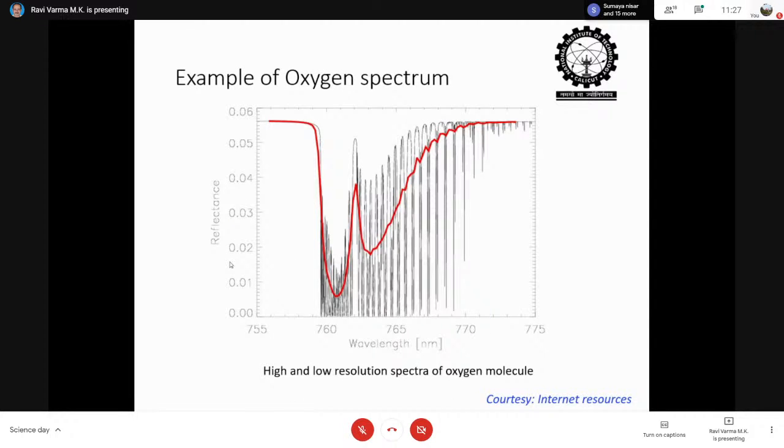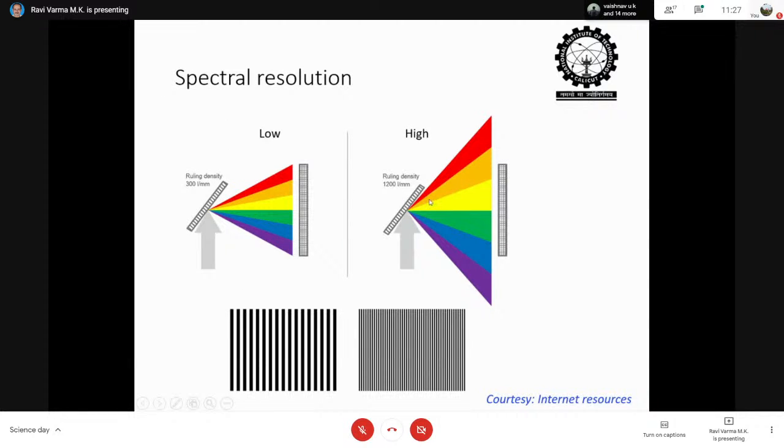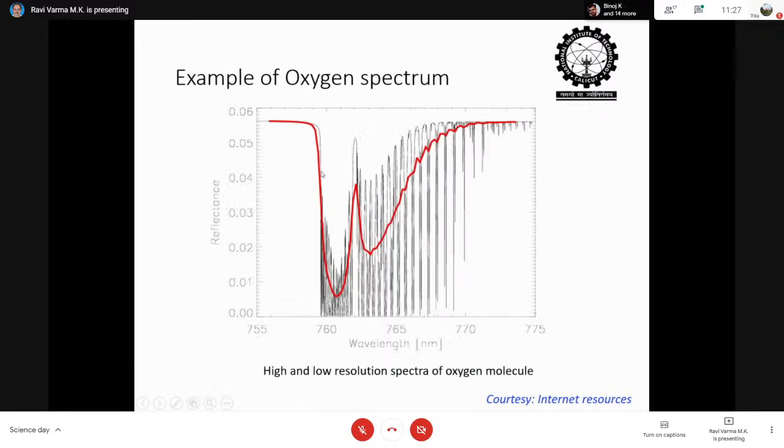So you look at something here. Here, it's only the deep red part of the spectrum, 755 to 775, a very, very small region of the spectrum. Now, the black lines are like the second side, very high resolution, and the red line would be like the left side measurement. So you can see a lot of different lines much more clearly when you have higher resolution.